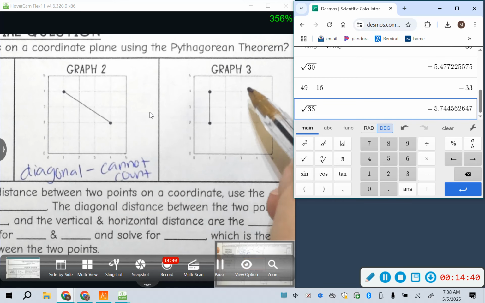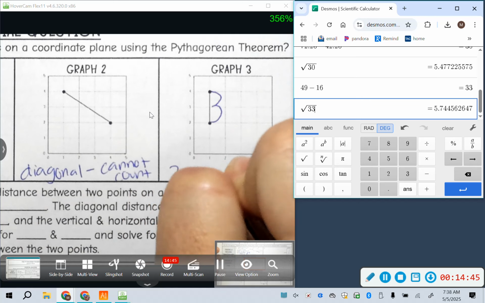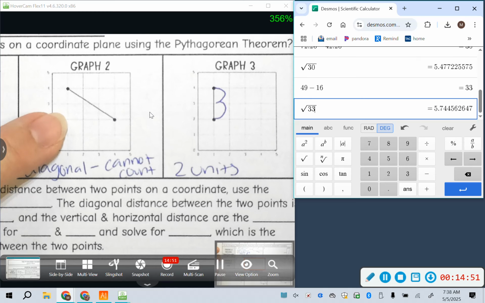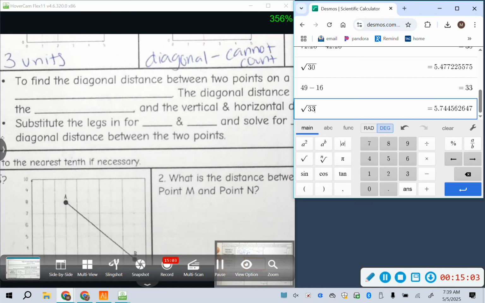Can we count this one? Yeah, how many is it? 2 units. So if it's horizontal or vertical, can we just count them and be done? However, when it's diagonal, can we do that? No, so what we're about to learn is how we could figure this out using the Pythagorean theorem. No, not quite.